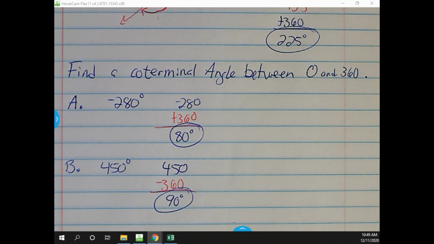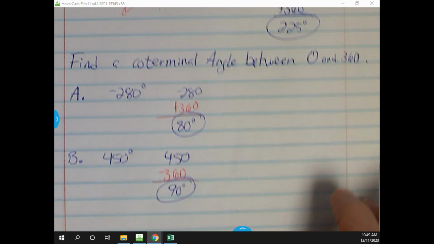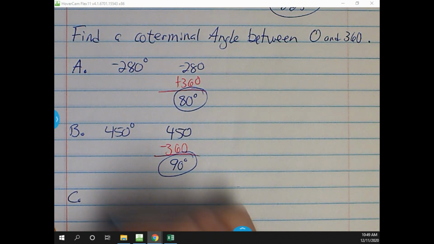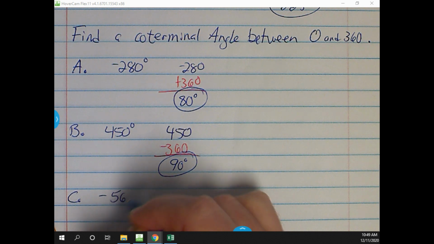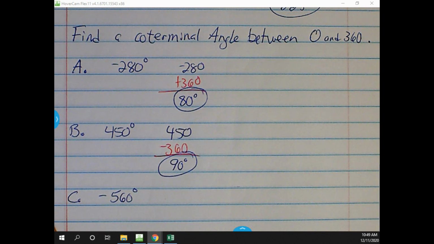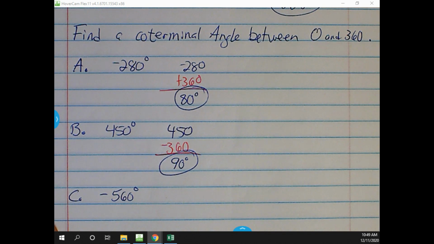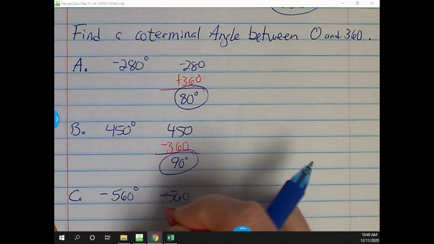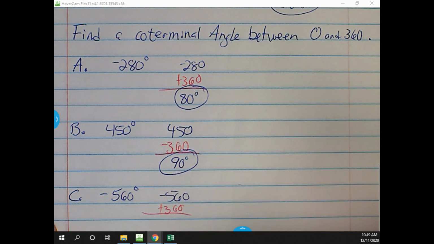Okay, and the closest thing to a trick question that they can do on these is they may give you a number that is negative 560. Again, if it's negative, it's pretty straightforward. Just take that number and then you add 360 to it. All right, comes out to be negative 200.